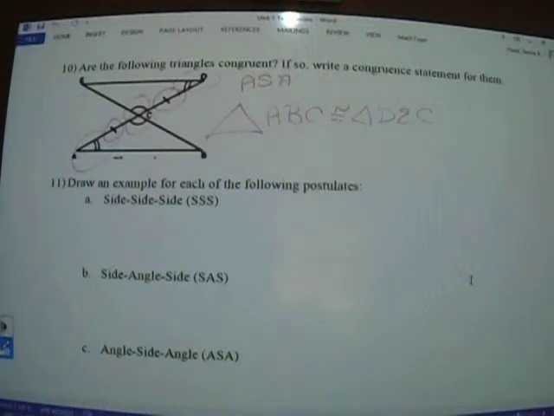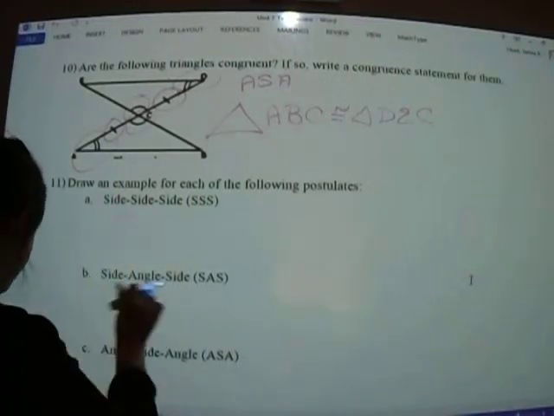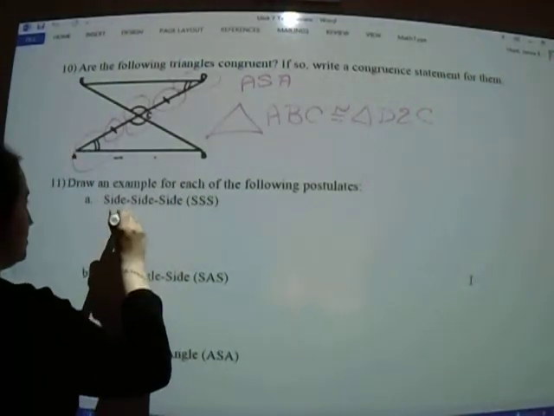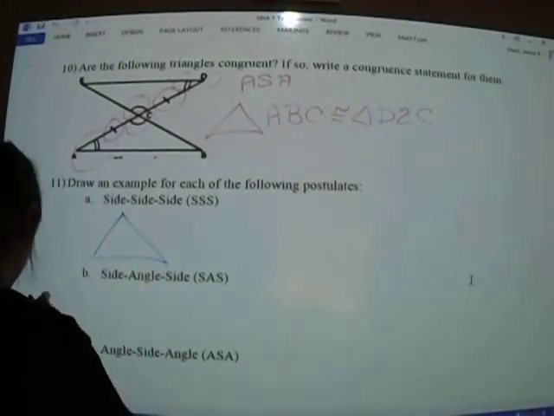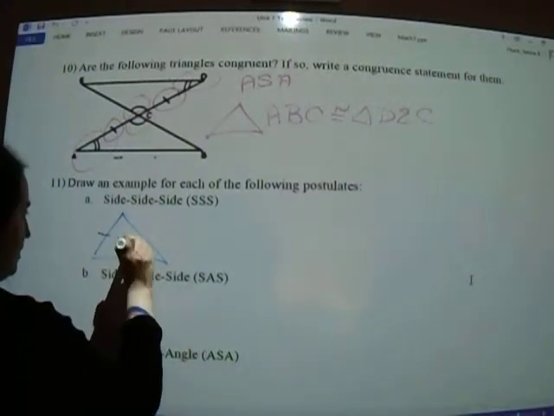Alright, number 11, draw an example for each of the following postulates. This one's really easy, I promise. It's just like, this marker is no good. None of them are any good, unfortunately, it seems. Probably not that one. Yeah, okay, this one's great.